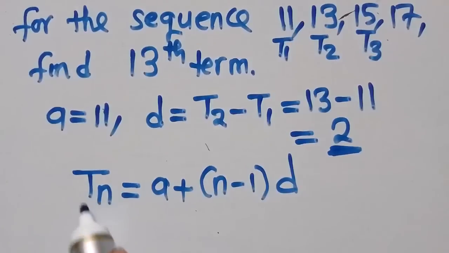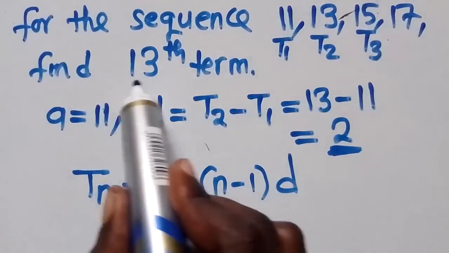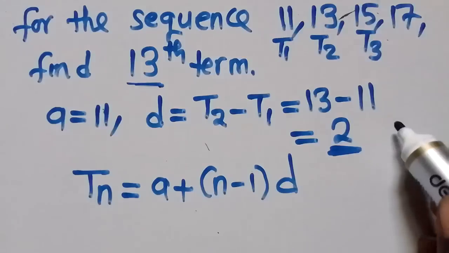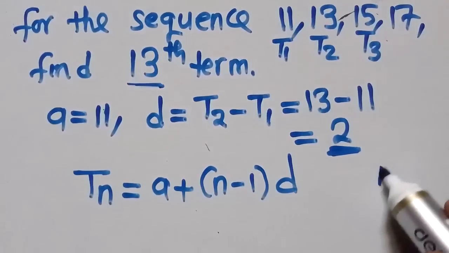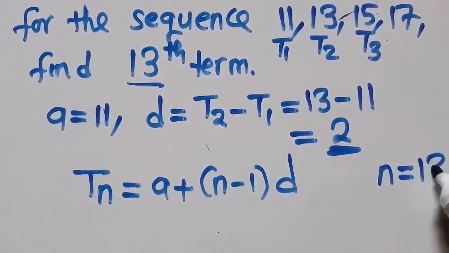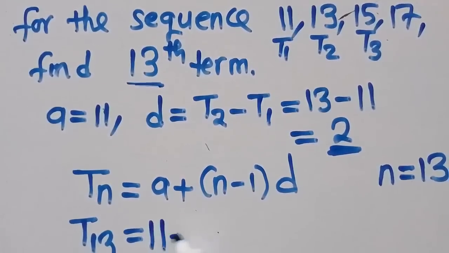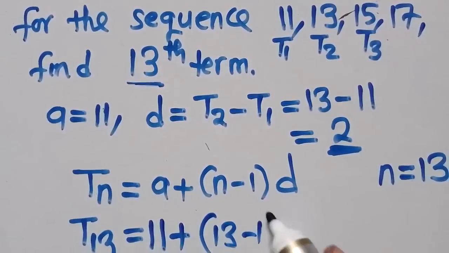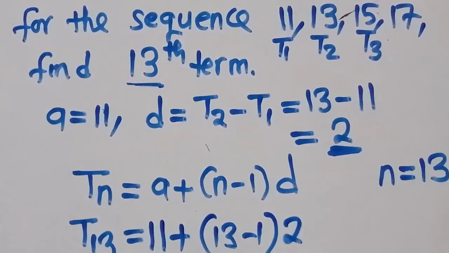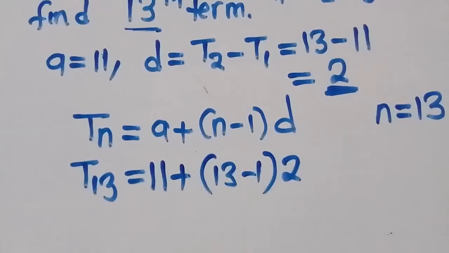Then you substitute. You want to find the 13th term, so n is 13. Amongst the data which are given, you know that n is 13. So T13 is equal to, what is your first term? Your first term is 11, plus n is 13 minus 1, times the difference 2, like this. This is what you are going to do.